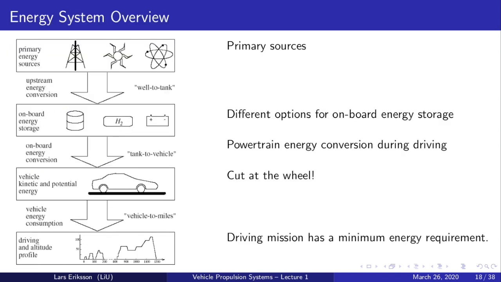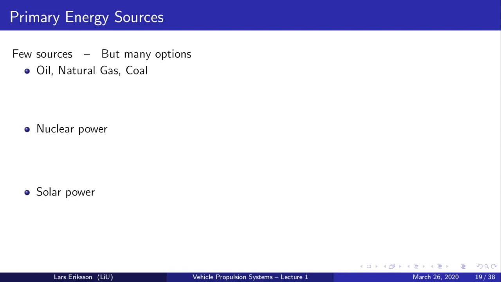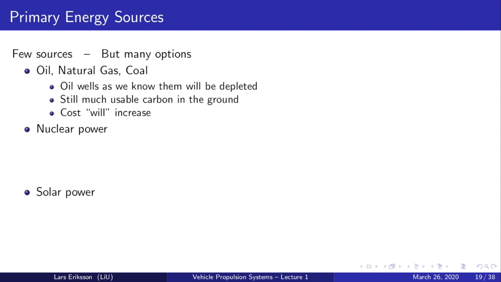The energy system overview. We have primary sources, we have all the different options from the primary energy sources to the onboard storage. When we talk about the primary energy sources, there are a few sources, but there are many options. For example, we have oil, natural gas, or coal, that is carbon that's in the ground. These sources are limited. We know that there is a finite amount of carbon in the ground, so oil wells as we know them today will be depleted.